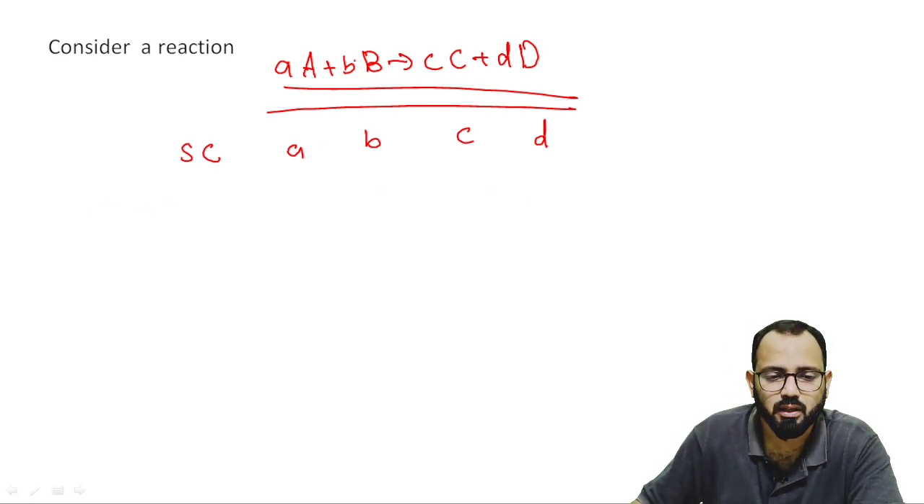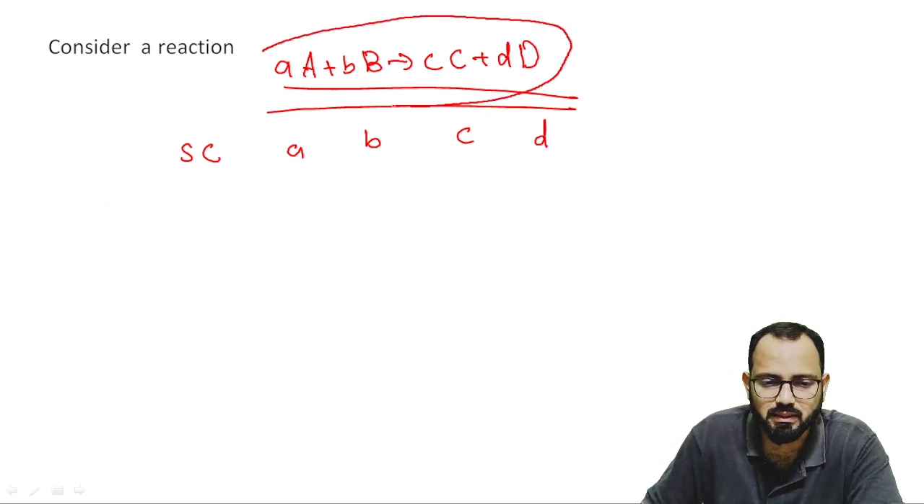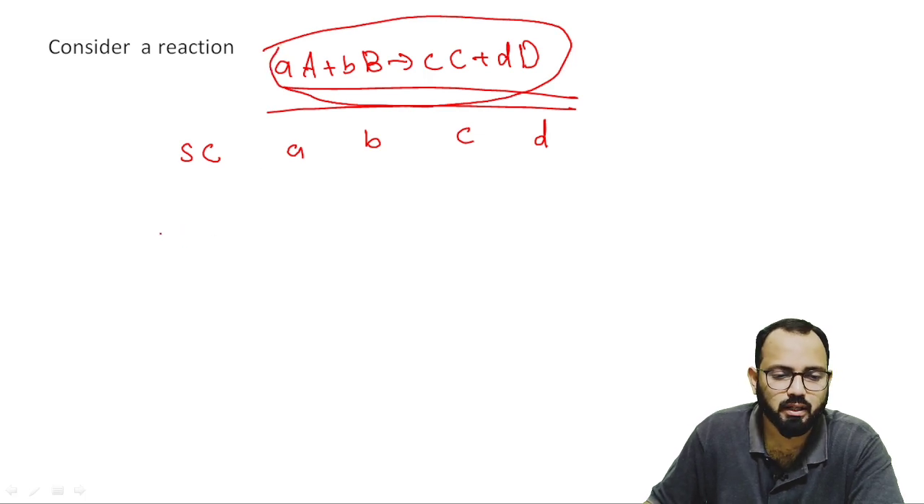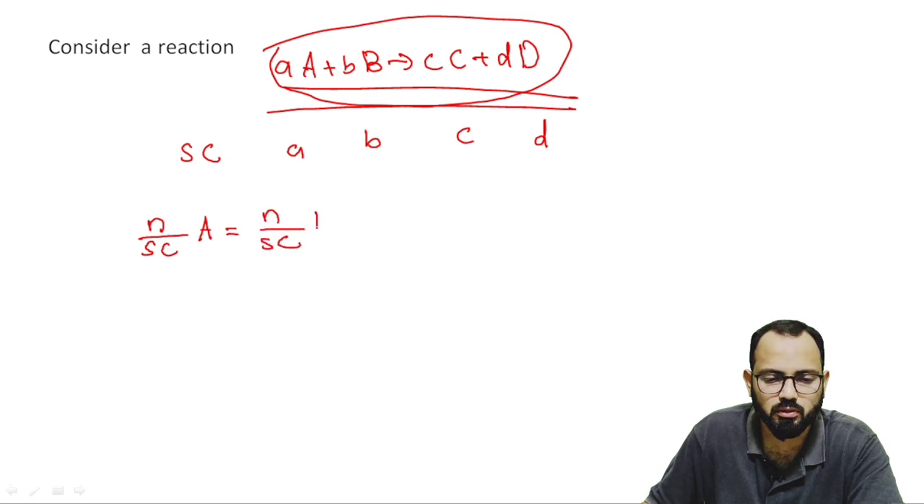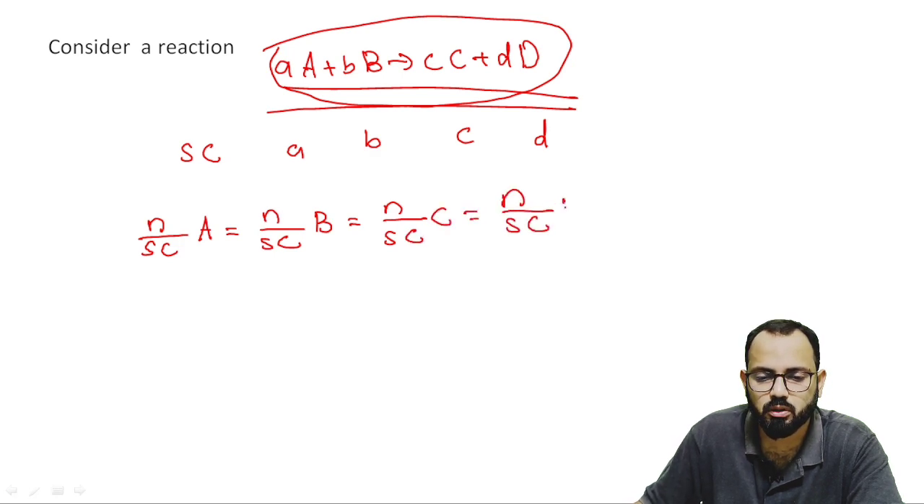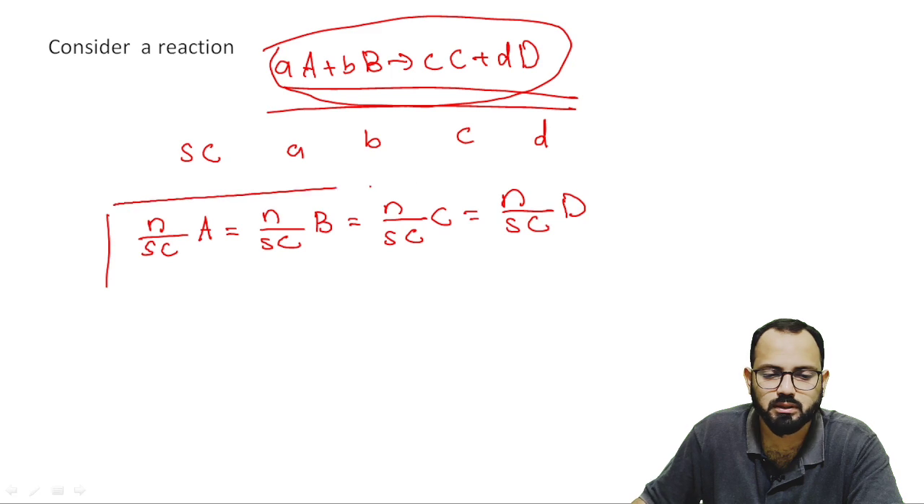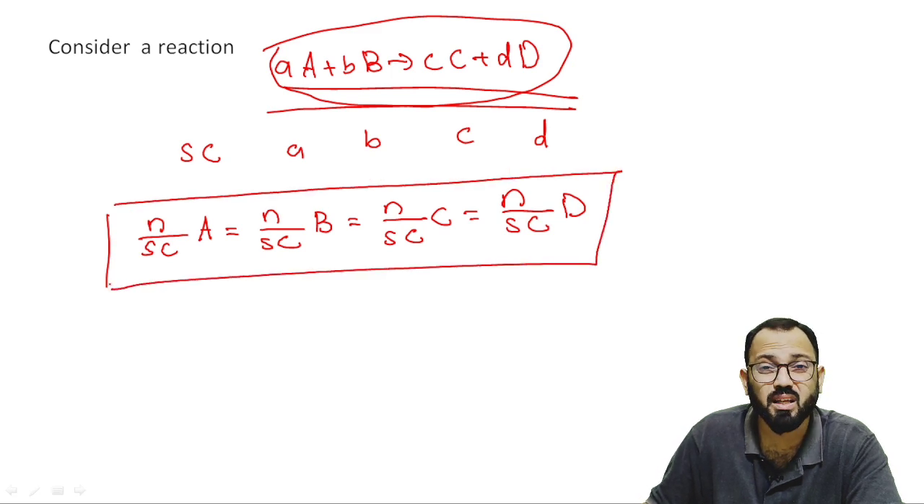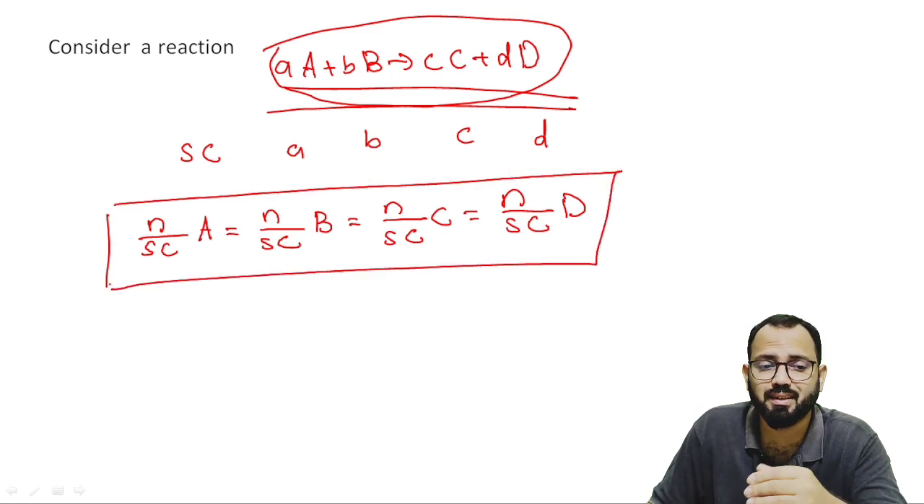If this is a balanced chemical reaction, then I can say the number of moles divided by the stoichiometric coefficient of A should be equal to the number of moles divided by the stoichiometric coefficient of B, which should be equal to the number of moles divided by the stoichiometric coefficient of C, which is equal to the number of moles divided by the stoichiometric coefficient of D. I can apply this to the equation. The limiting reagent concept will be dealt with later.